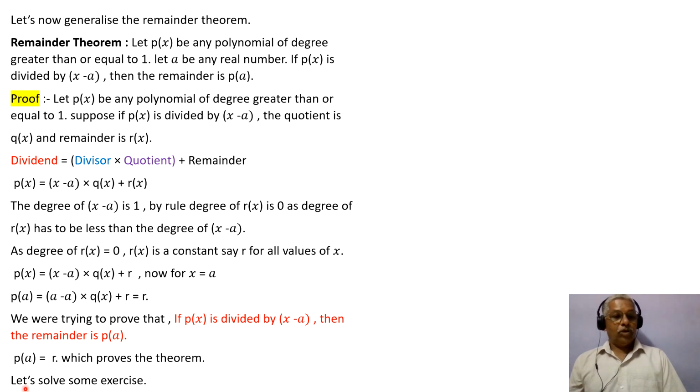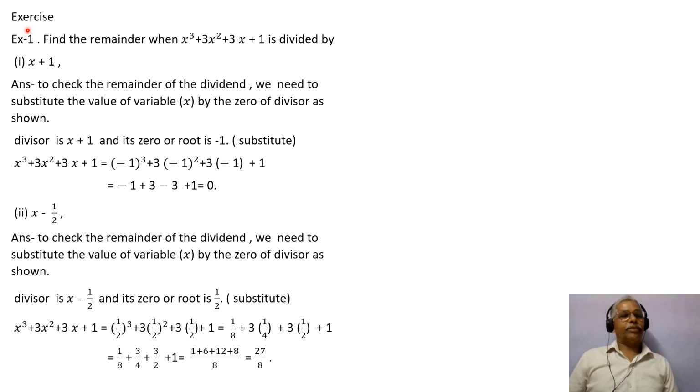Okay, so let us solve some exercises. Example 1. Find the remainder when x cubed plus 3x squared plus 3x plus 1 is divided by, there are many values, we'll see the first value, x plus 1. This is the divisor, and we have to find only the remainder.